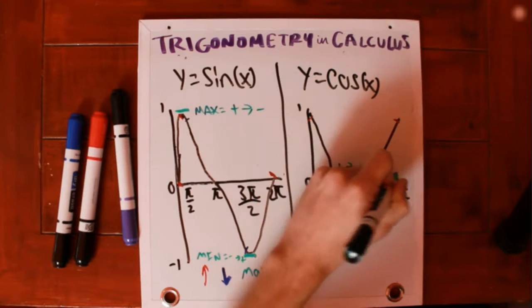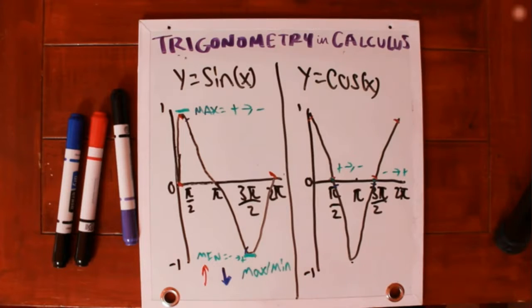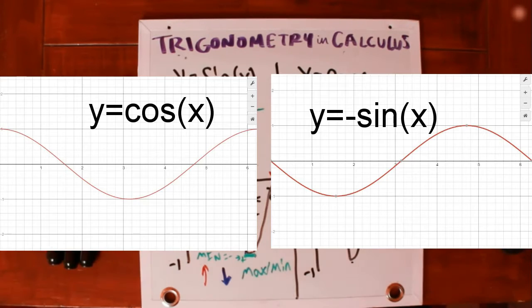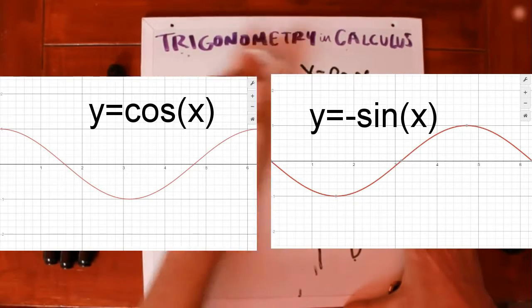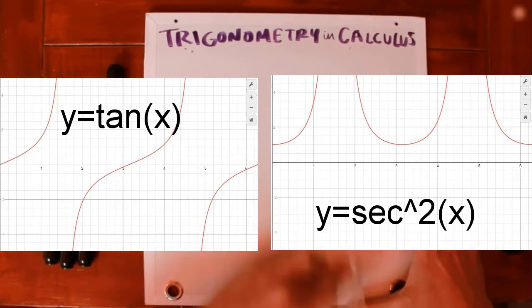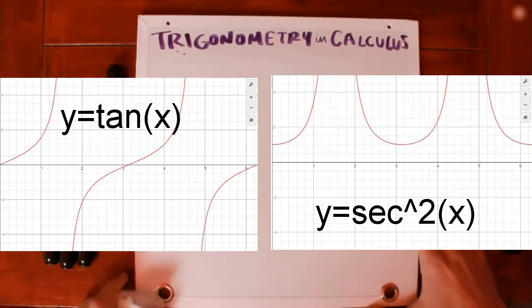Wasn't that easy? I'd love to take the time to explain the other two derivatives to you, but I'm trying to make this brief, so here are some side-by-side graphs of the cosine graph and the negative sine graph, as well as the tangent graph and the secant squared graph. See if you can find all the similarities that make one the derivative of the other.